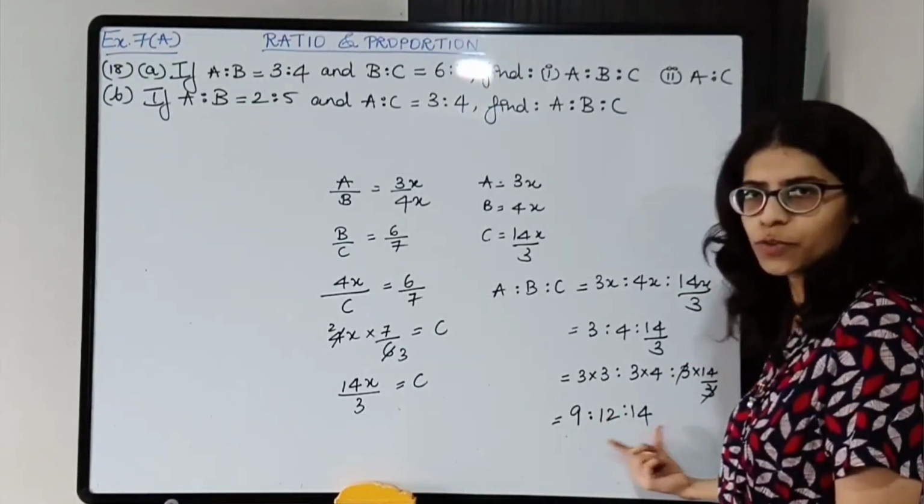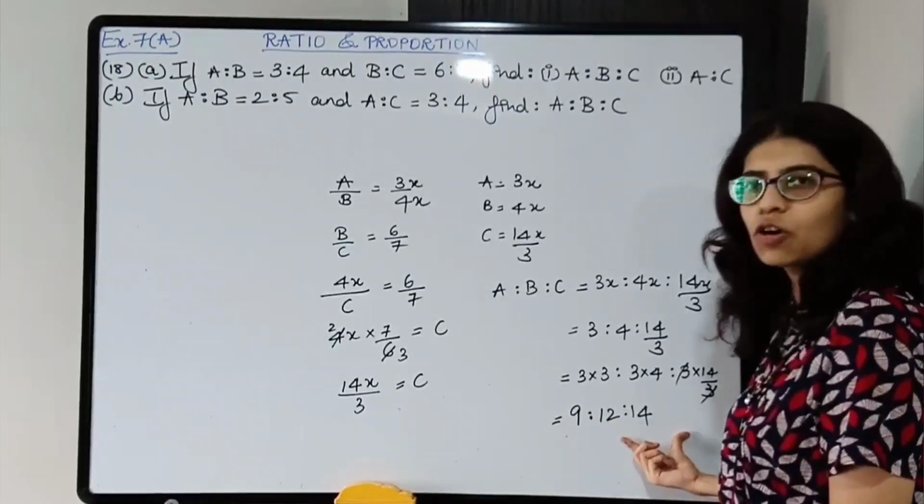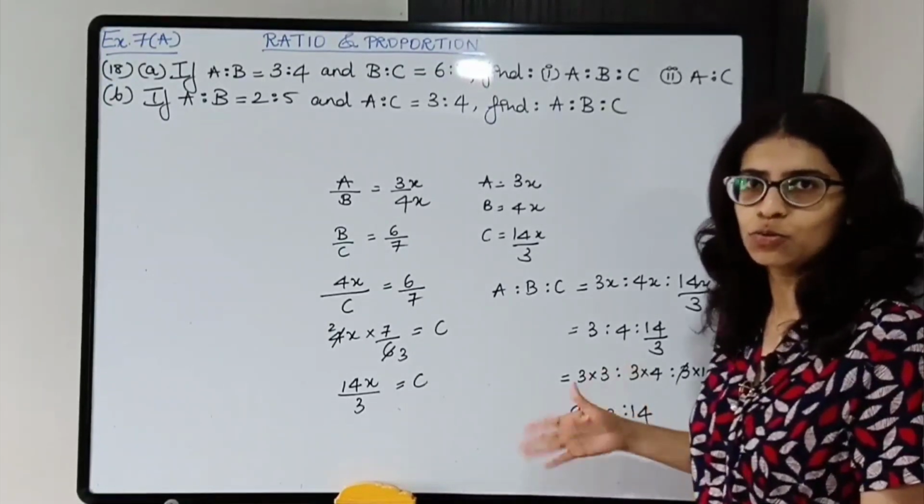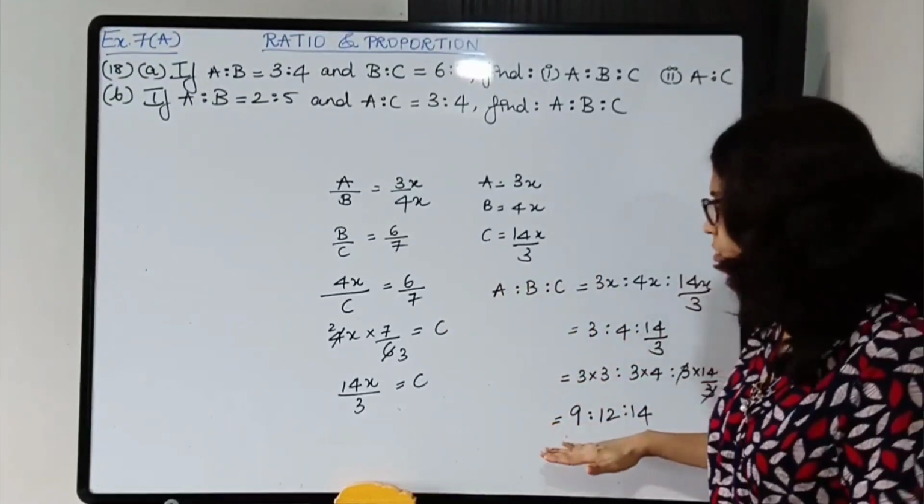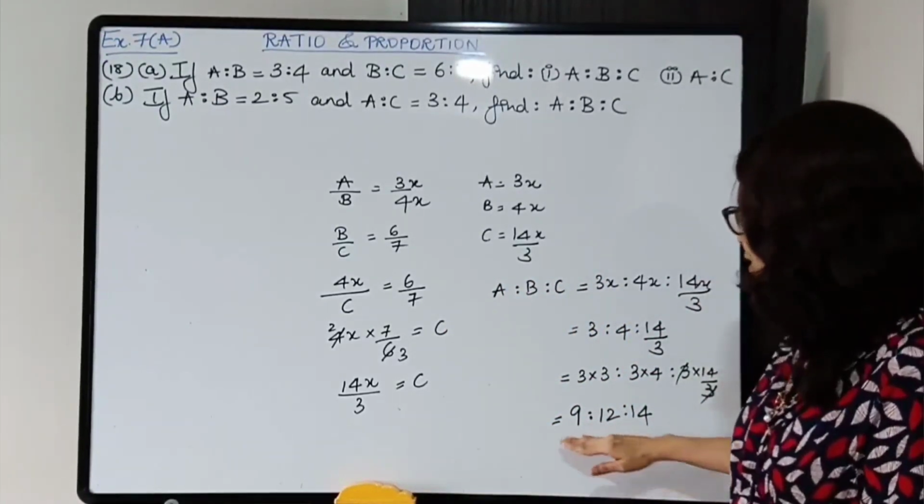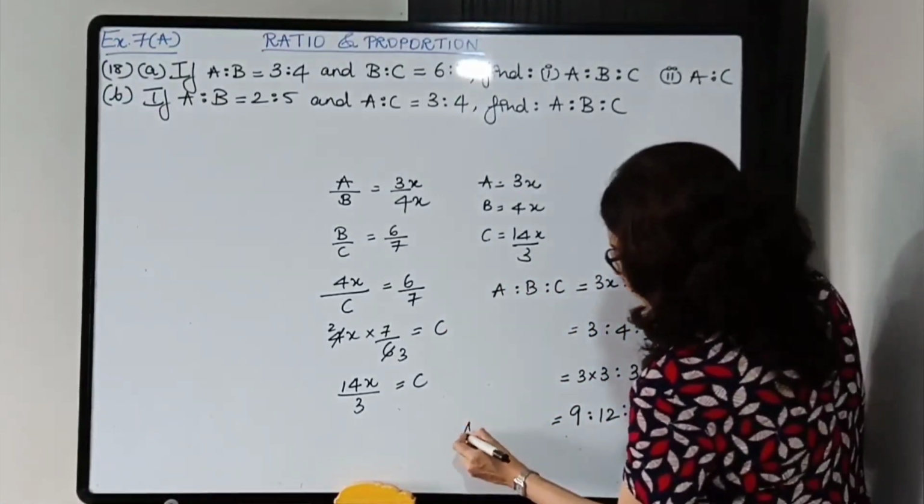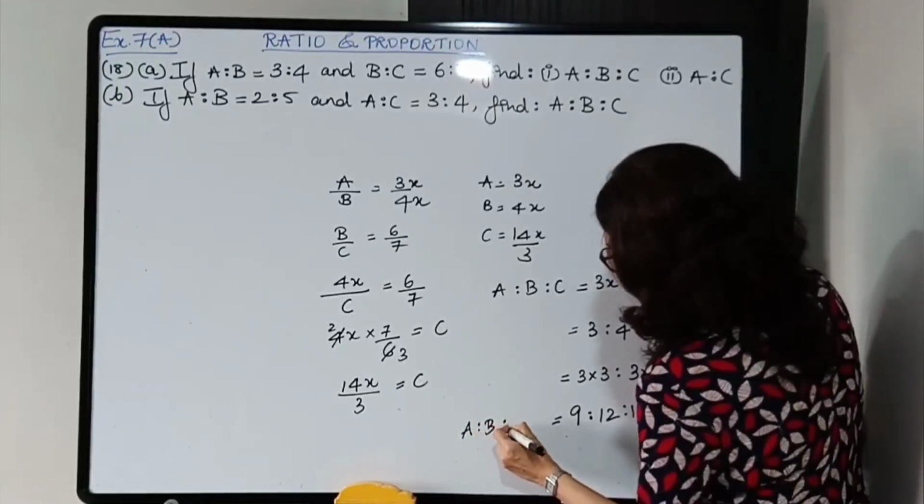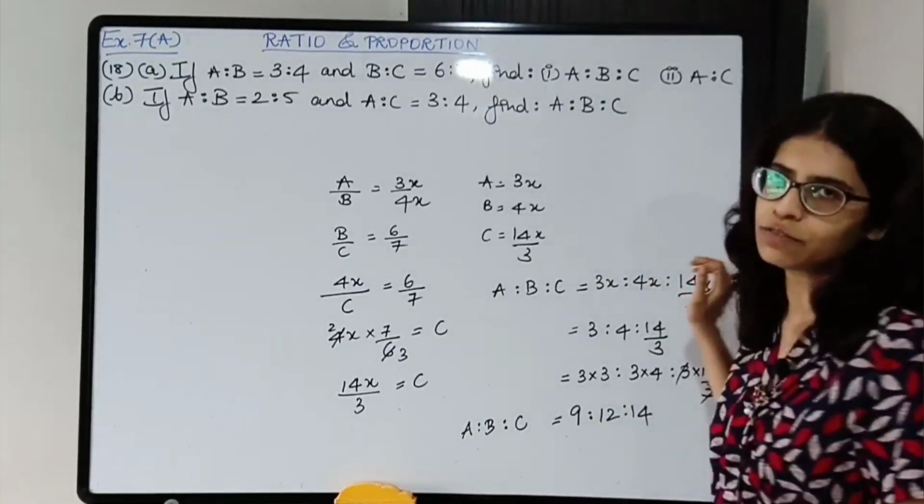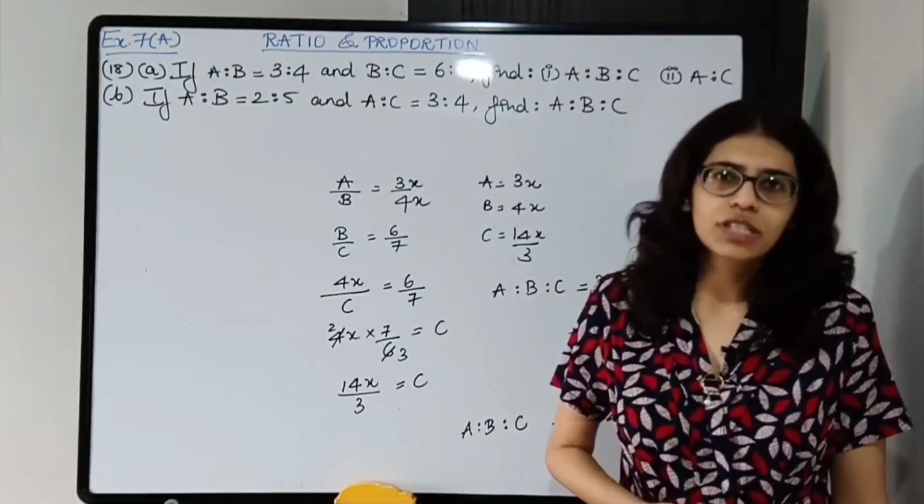Look in all three, all three. Can you cancel out any common factor? No, there is no common factor. 2, 3, 5, 7. No number is there. Okay. So this is the final ratio. So A is to B is to C is equal to 9 is to 12 is to 14. I hope you understood this part.